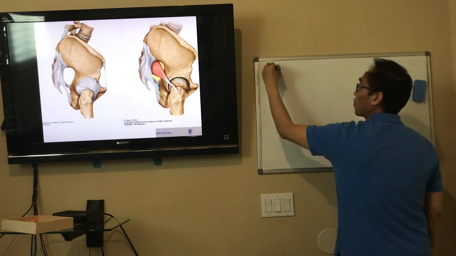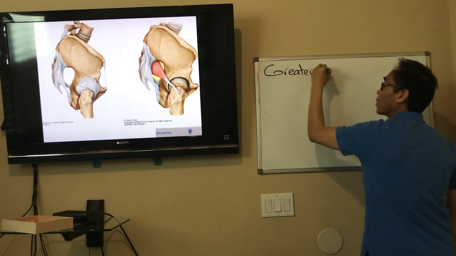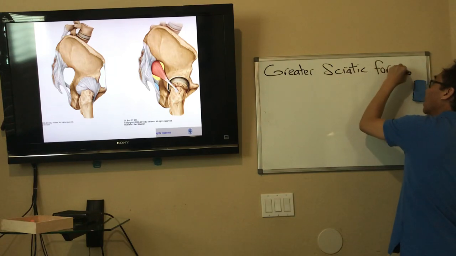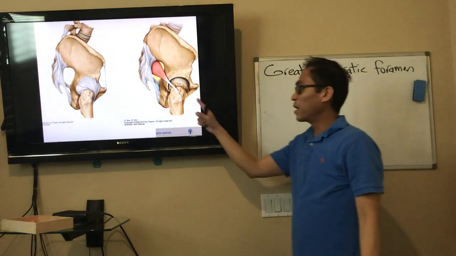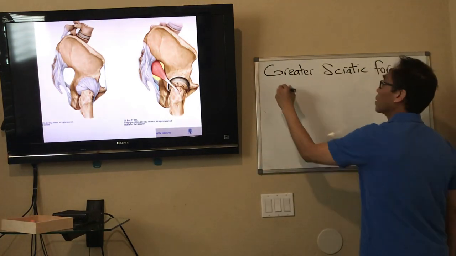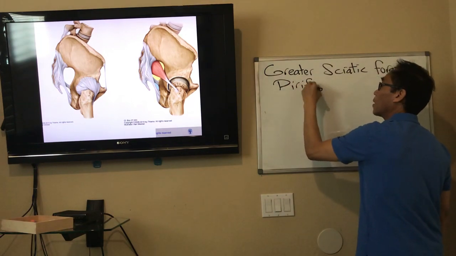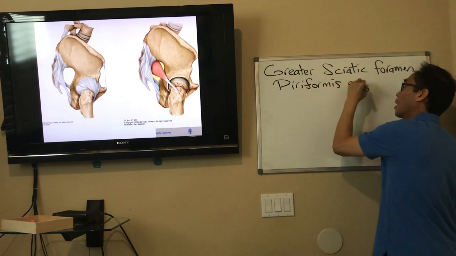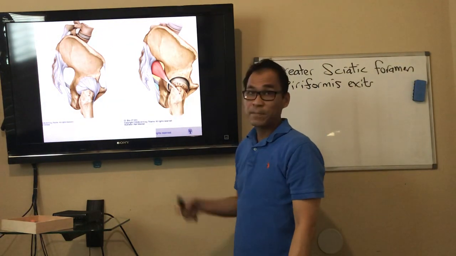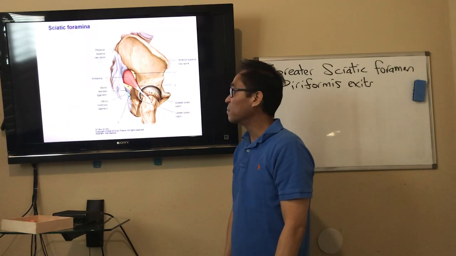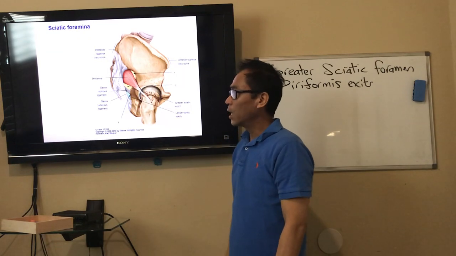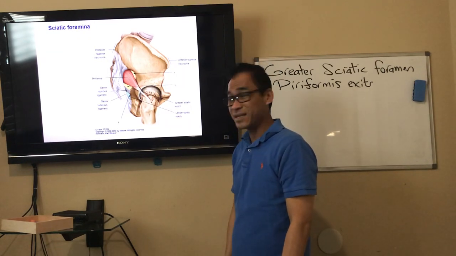The space in yellow, greater sciatic foramen in yellow. Notice this muscle right here that's exiting that space, that's the piriformis. We can use that as a landmark. Piriformis exits there, and it leaves a little space above and below it for nerves to exit. So number one, number two, that little space above and below the piriformis creates spaces for most of your nerves to exit out the back.